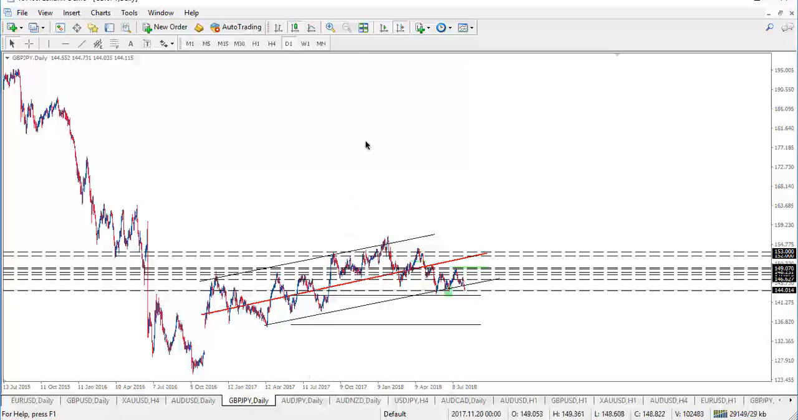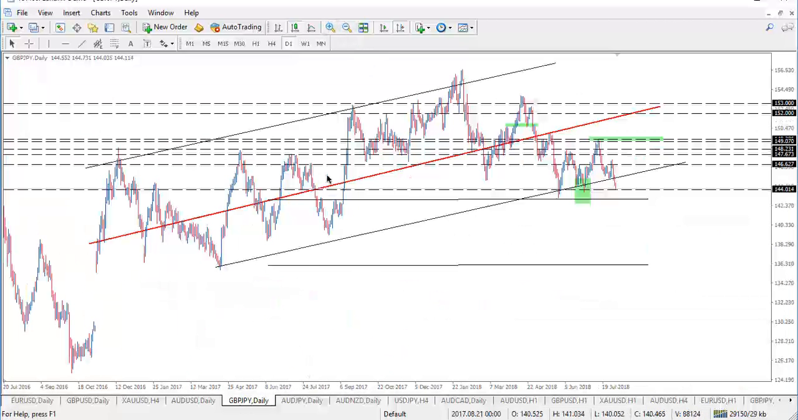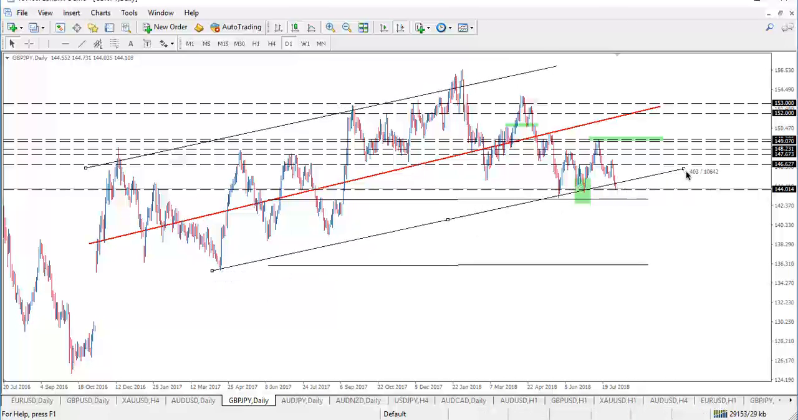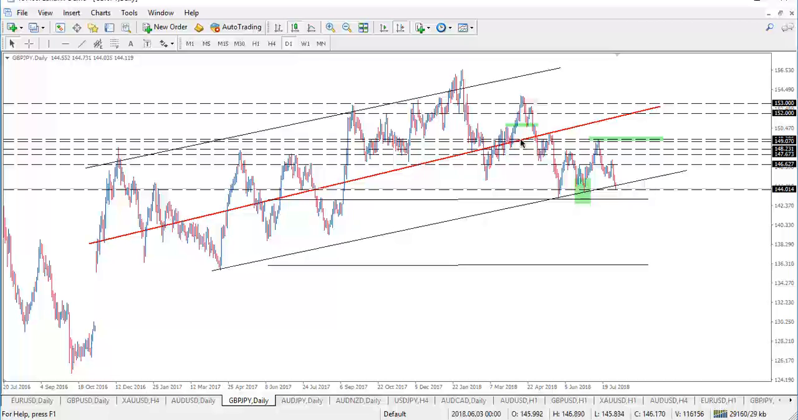Finally, with the GBP USD, which was traded within an ascending channel that we can see here, let me just adjust it. So something like this. As we can see here, we have the level of 144. This is a very strong support level.